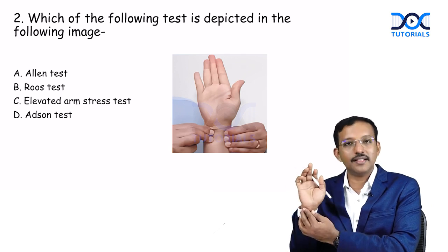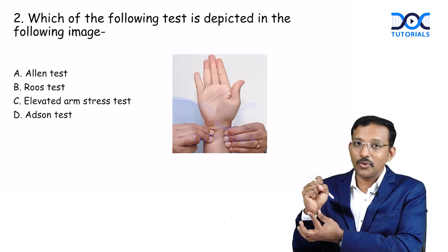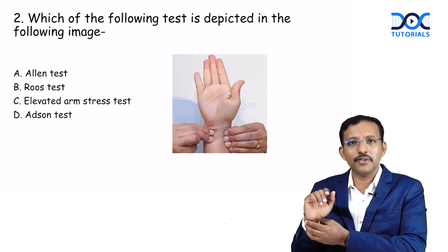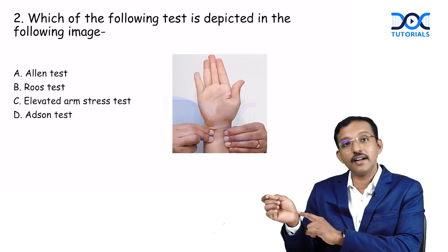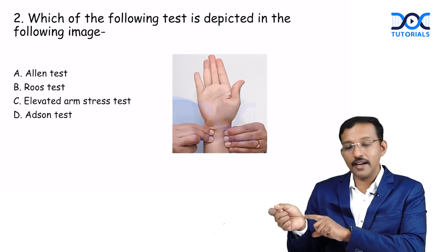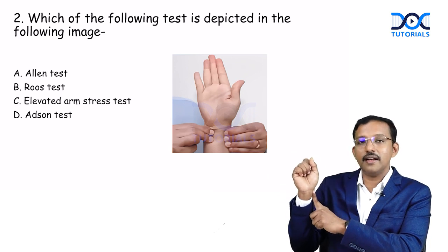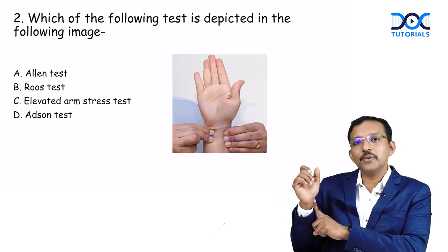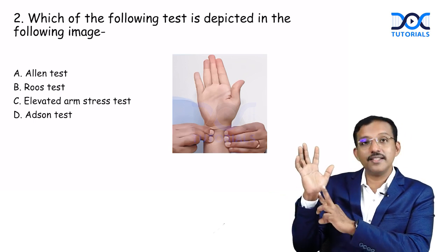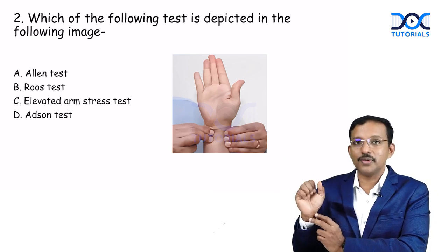The radial as well as the ulnar is occluded from both sides, and they have asked what kind of test is being done. As you all know, this is very commonly performed by anesthesiologists when they put the intra-arterial cannula. The most common site where we put the intra-arterial cannula is the radial artery. So if we occlude or damage the radial artery by any means, we should always make sure that the ulnar is patent. For that we use this test which is known as Allen's test.